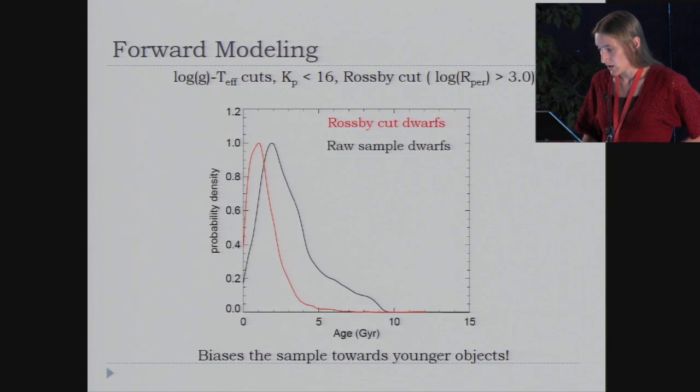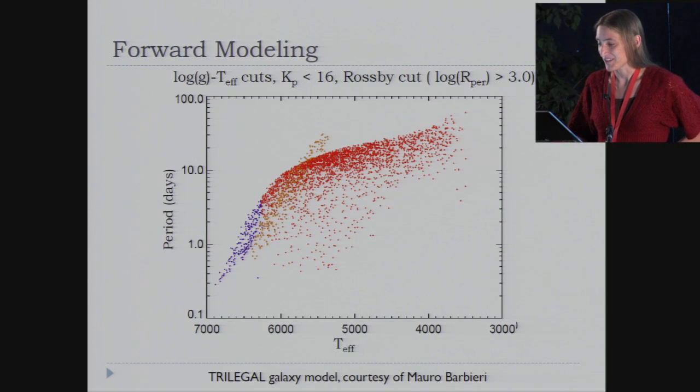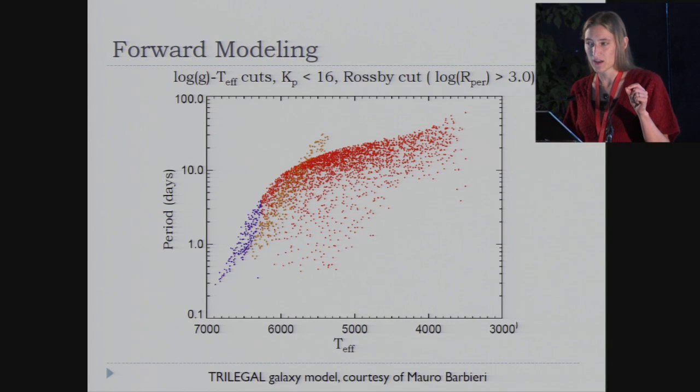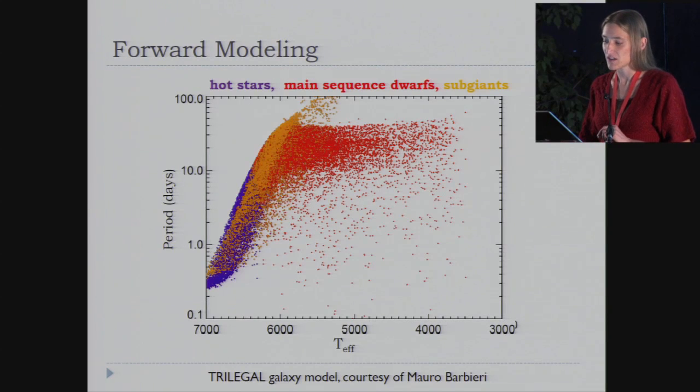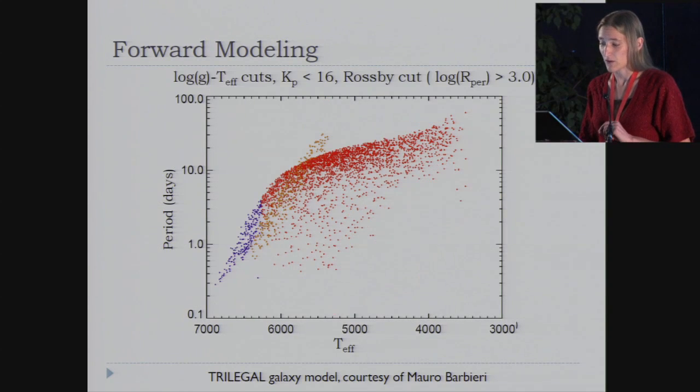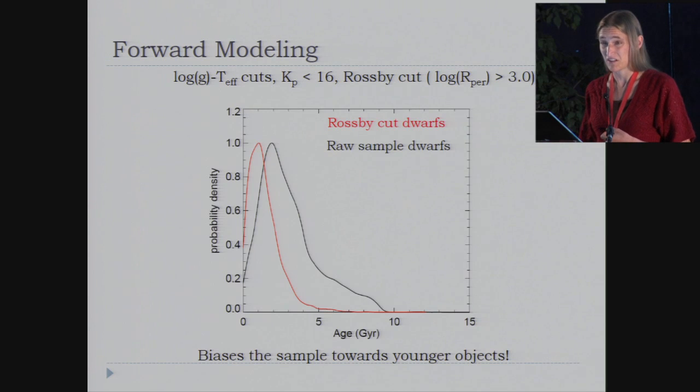So what you'd want to do then is say, what happens if I look at just the dwarfs, if I look at only the red things, and I say, what's the difference between the dwarfs in this sample and the dwarfs with a Rossby cut? You can plot up the age distribution of objects in those two samples, and what you get is this.